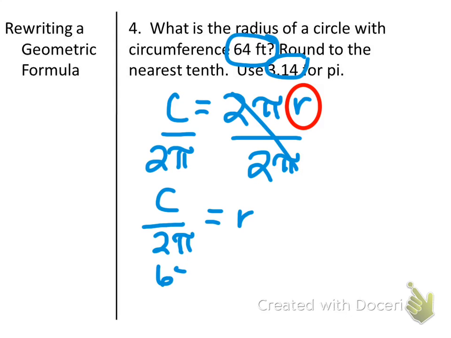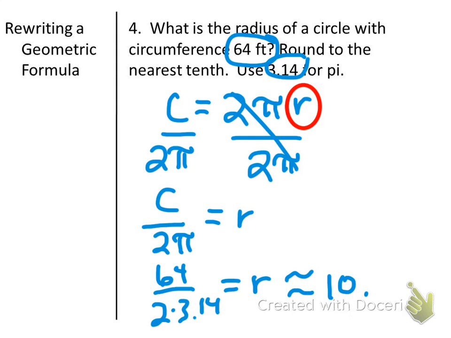So if we have 64 divided by 2 times 3.14, my radius r equals approximately, and I'm going to use my approximate bars, 10.2 feet.